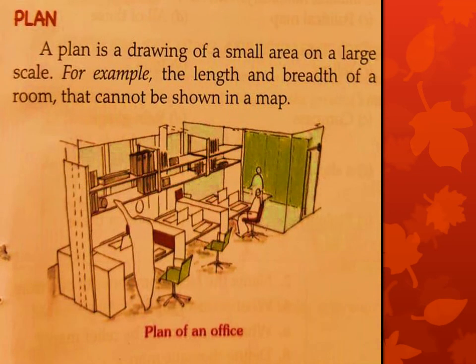Now we have plan. A plan is a drawing of a small area on a large scale. For example, the length and the breadth of a room cannot be shown in a map. So these are basically drawings of small areas, and this gives us very detailed information because these are large scale maps.